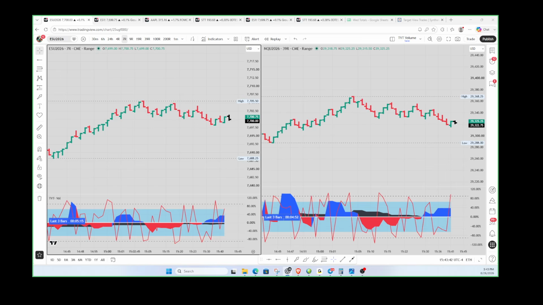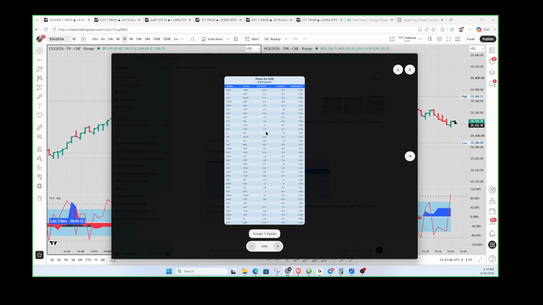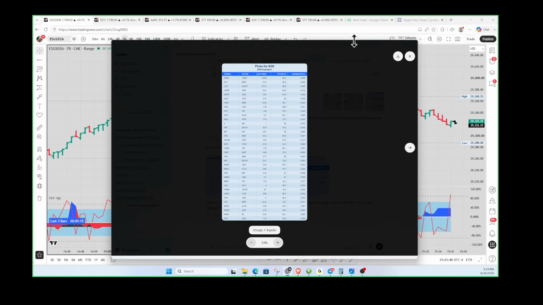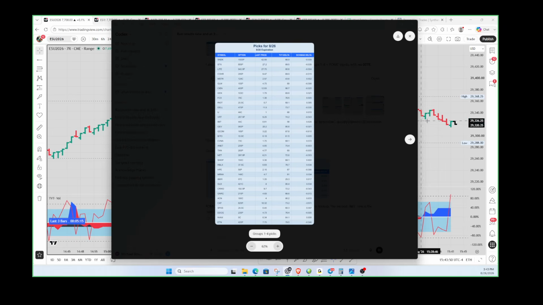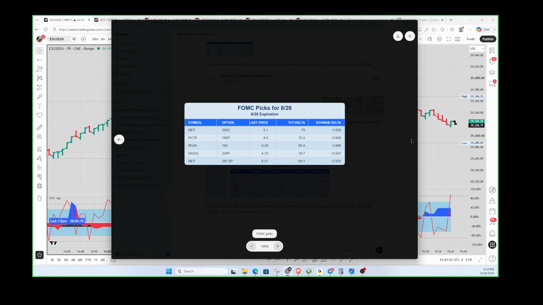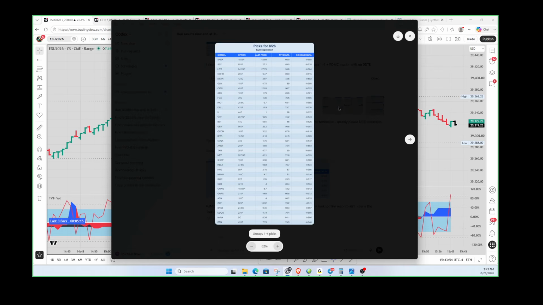Okay, here they are. So you guys get to see them first, though you can't really see that. Here they are. Those are the picks for tomorrow. These are the FOMC picks, and those are the regular picks. I'm going to post them right now in the option channel.